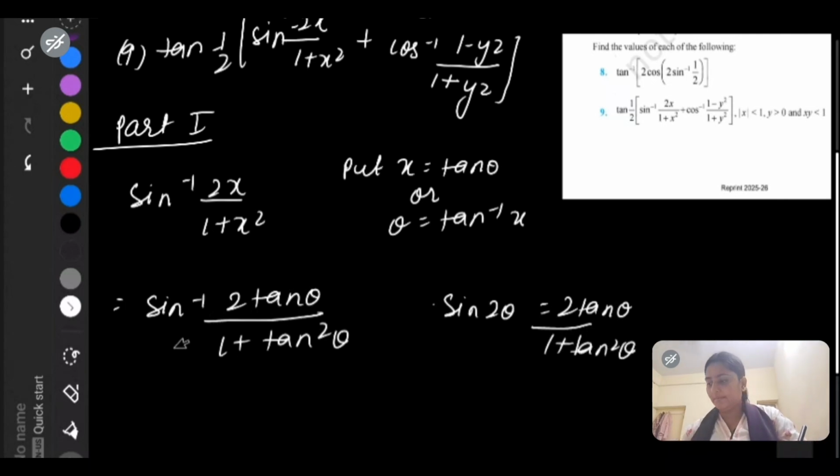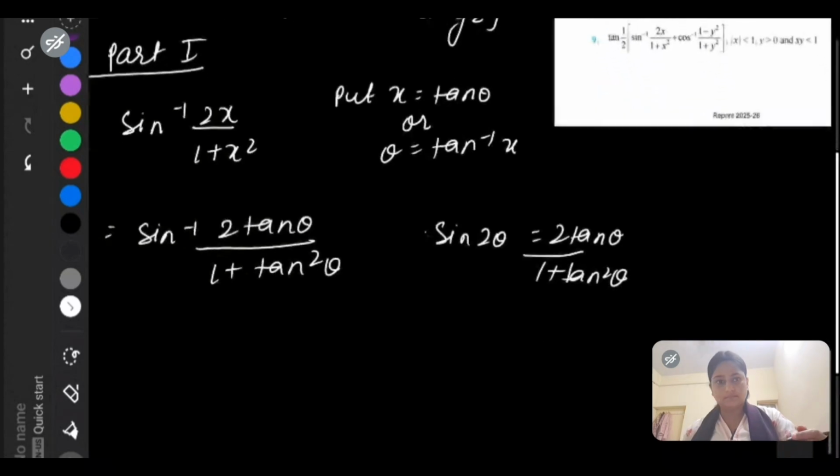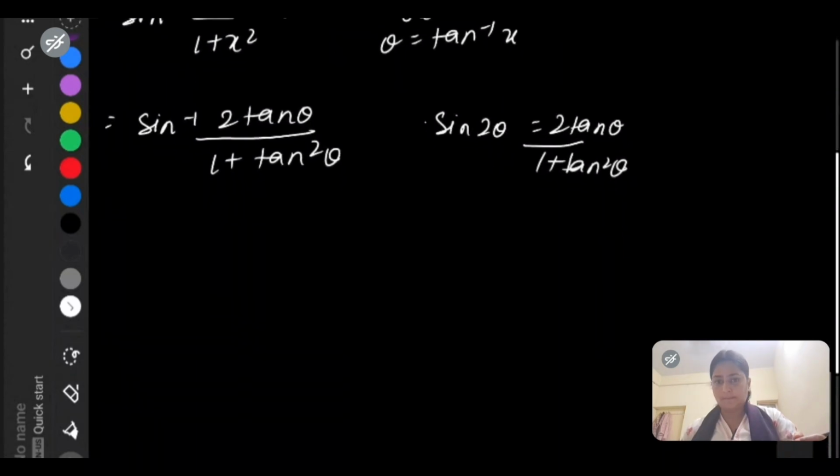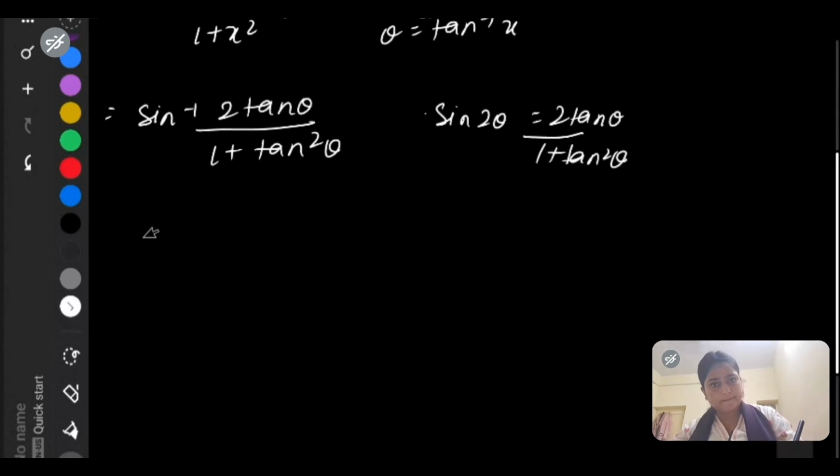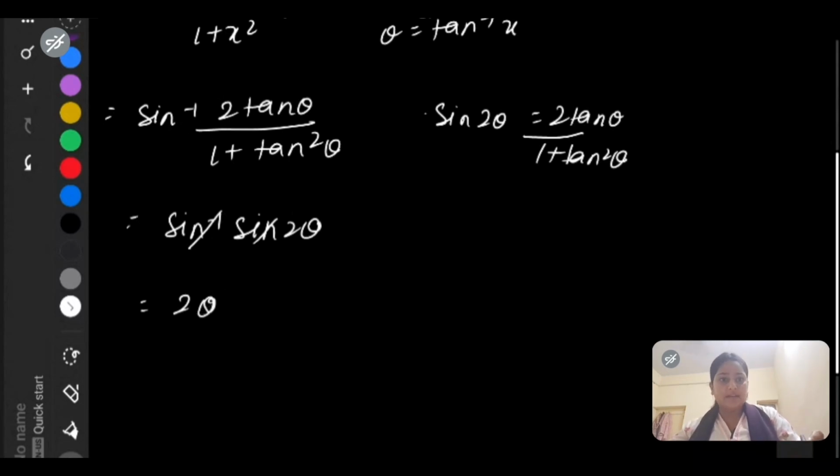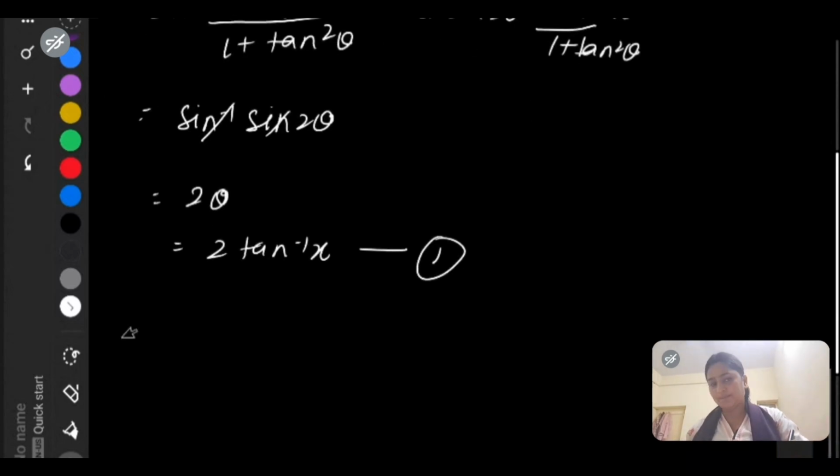Okay, so we'll put here sine inverse sine 2 theta. Now cut this, the answer will proceed to 2 theta. And here we found out theta is equals to tan inverse x. So we'll put 2 tan inverse of x. So this is the first part. Now let's solve part 2.